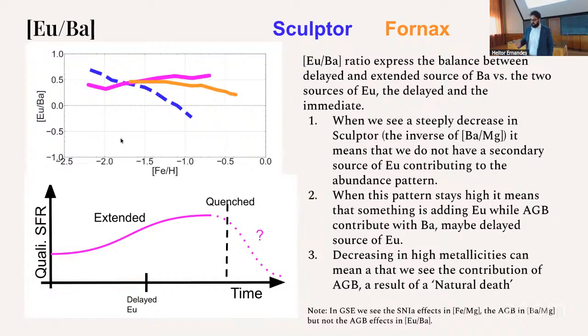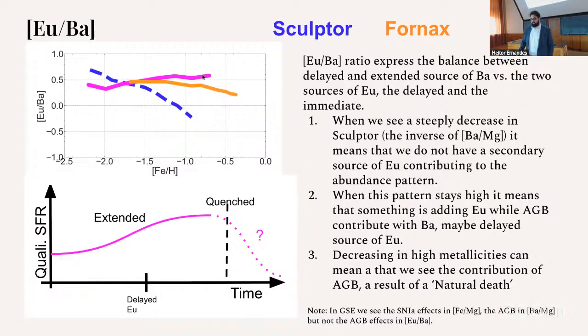We have now a complete view when we put the europium over barium together. So similar for Phonax, it's quite simple. We have a high europium because it's fast. We have this fast source polluting the medium with a lot of europium, and then it just goes down because we add barium. Meanwhile, Phonax and GSE have basically a flat trend.